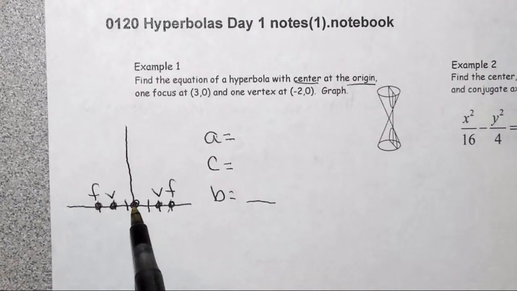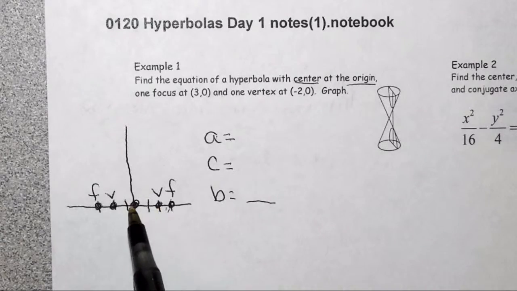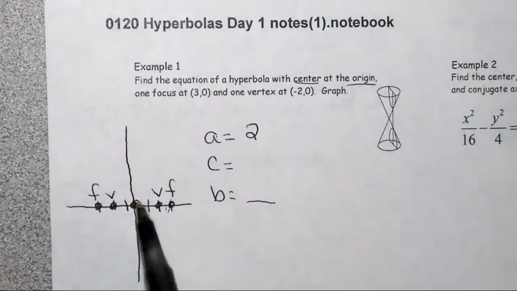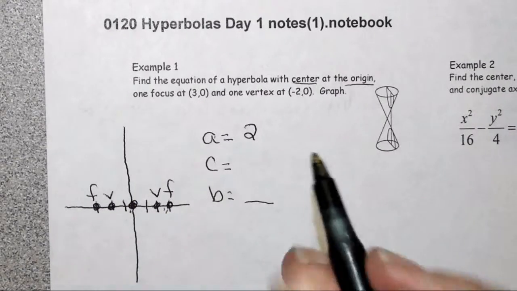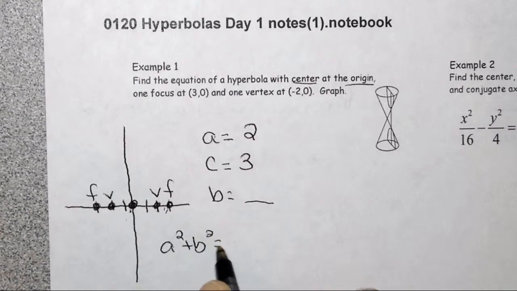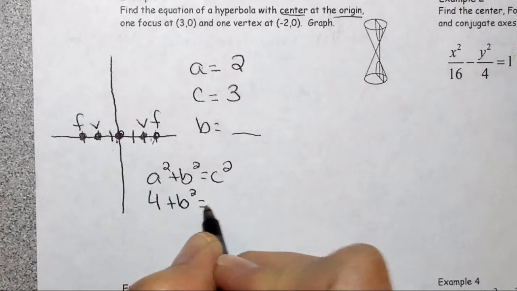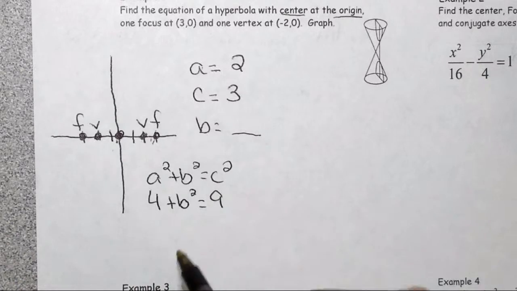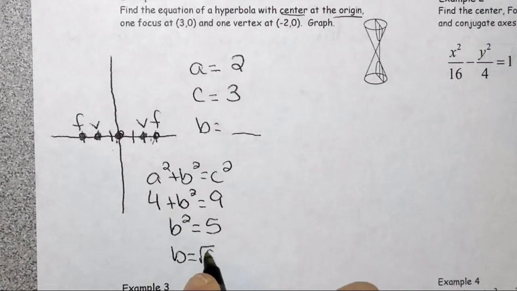Remember, a is the distance from the center to the vertex. So how far apart are these? 2. We're going to go with 2. And c is the distance from the center to the focus. How far apart are those? 3. And now I'm going to use my formula, a squared plus b squared equals c squared, to find my b. So a squared is 4. I don't know b squared. c squared is 9. b squared equals 5, so b is the square root of 5.